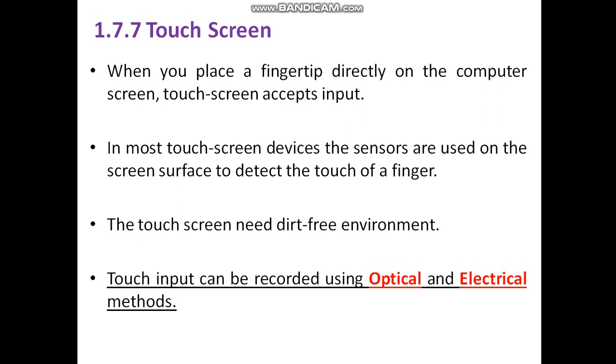When you place a fingertip directly onto the computer screen, the touch screen accepts the input. In most touchscreen devices, sensors are used on the screen surface to detect the touch of a finger.